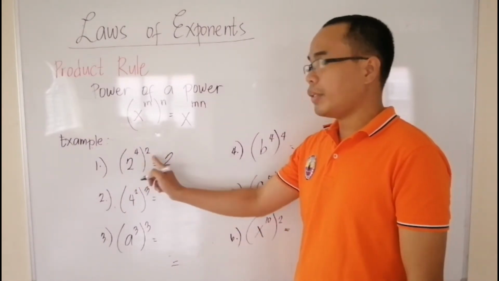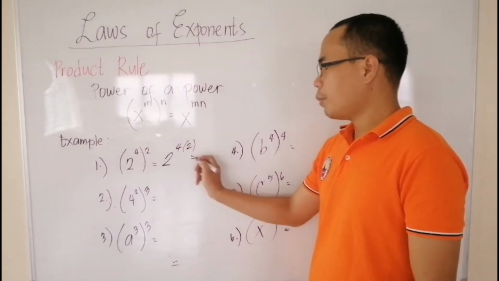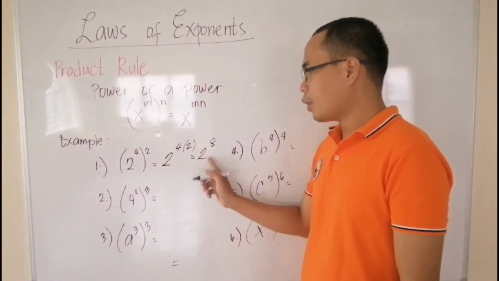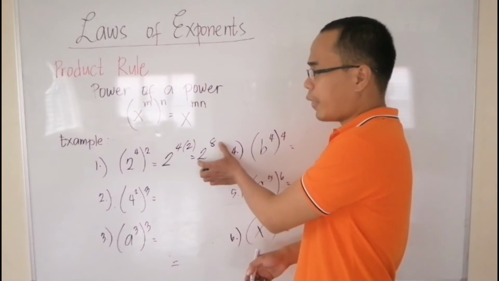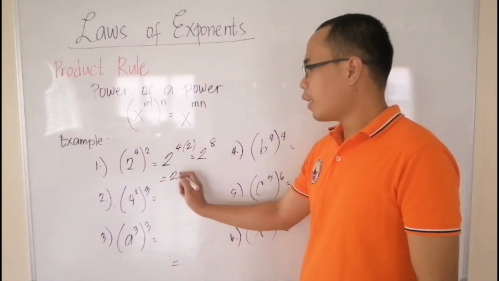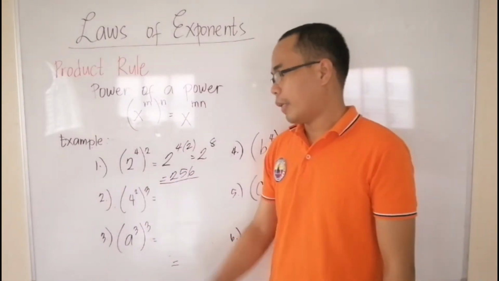Then multiply natin yung exponent na 4 times 2. So it becomes 2 raised to 8. And then ganun kapag constant term, so simplify natin ito. 2 raised to 8 is equivalent to 256. So ito yung sagot natin for number 1.